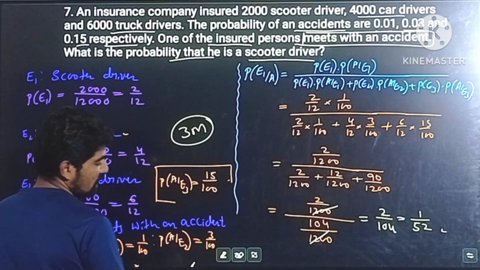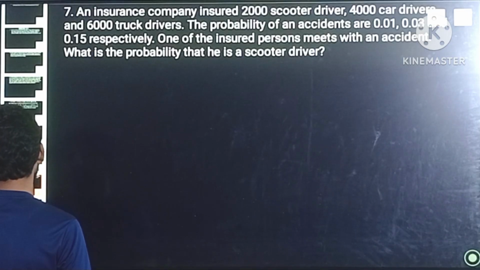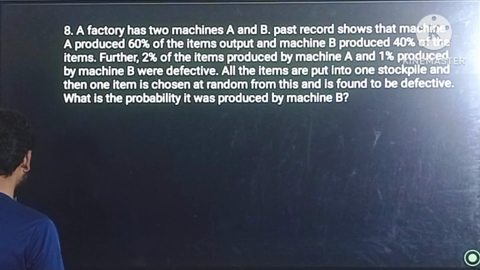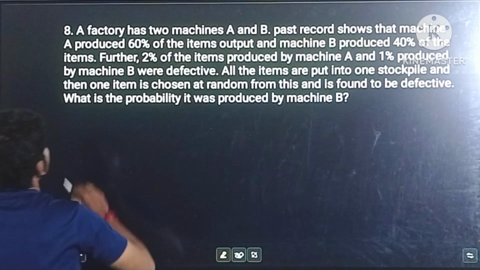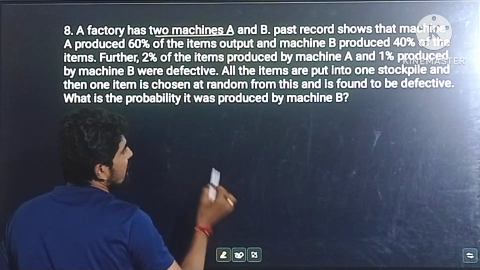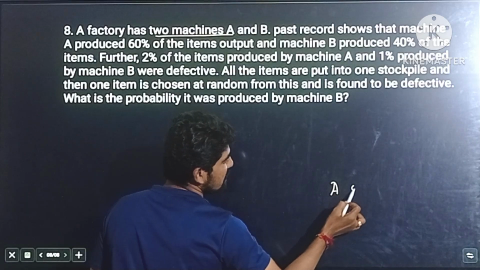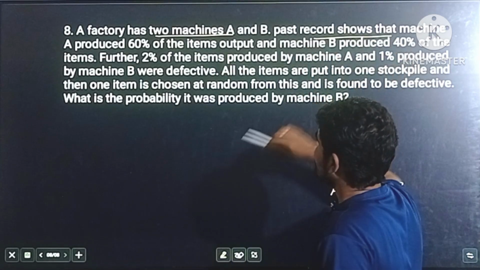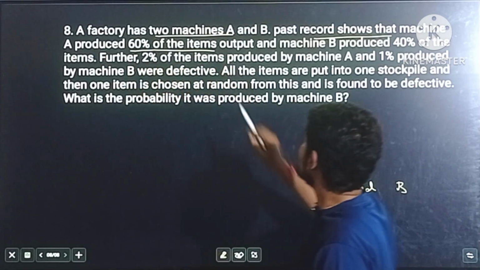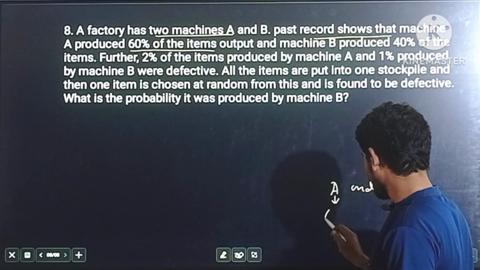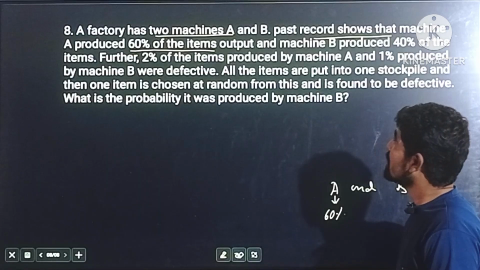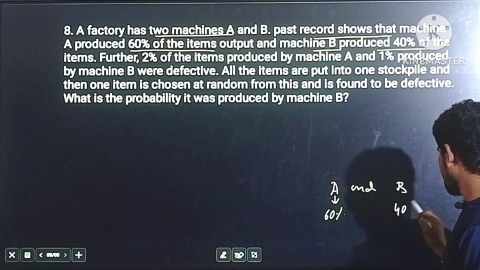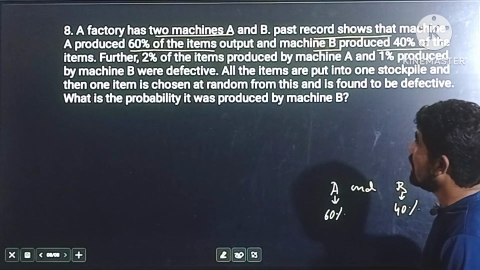So let's start the next question. And the next question is, here also one of the questions based on the Bayes theorem. A factory has two machines A and B, and past record shows that machine A produces 60% of the items, and machine B produces 40% of the items.